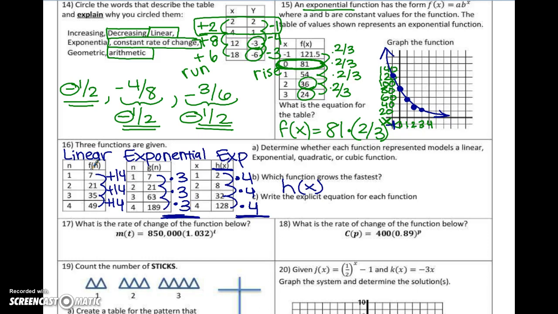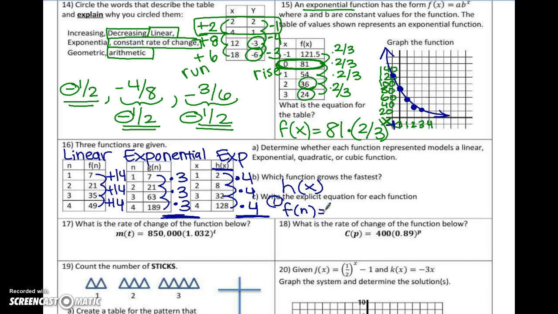And then it says write the explicit equation for each function. So, table number 1. If I want the explicit, I could do a sub n equals, or I could put f of n. I'm going to call it what it's called in the table. Yeah, because the table calls it f of n. So I'm going to do that.